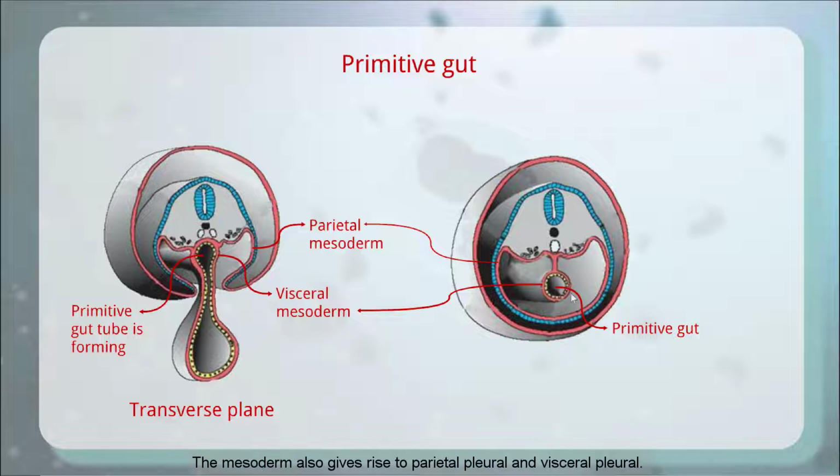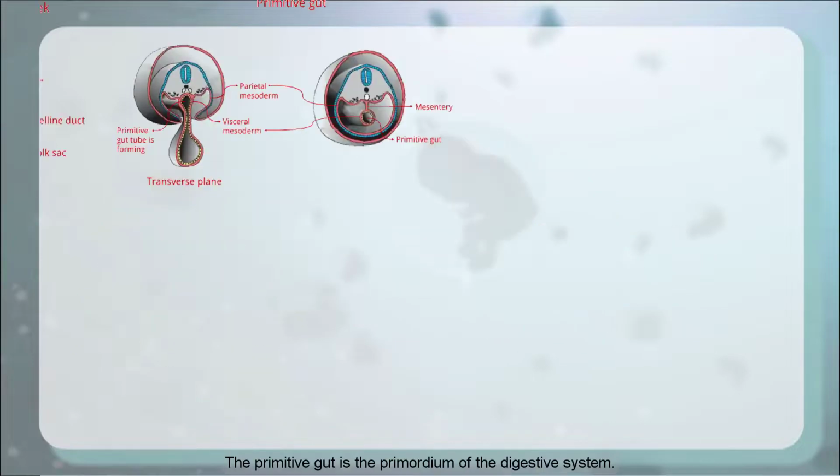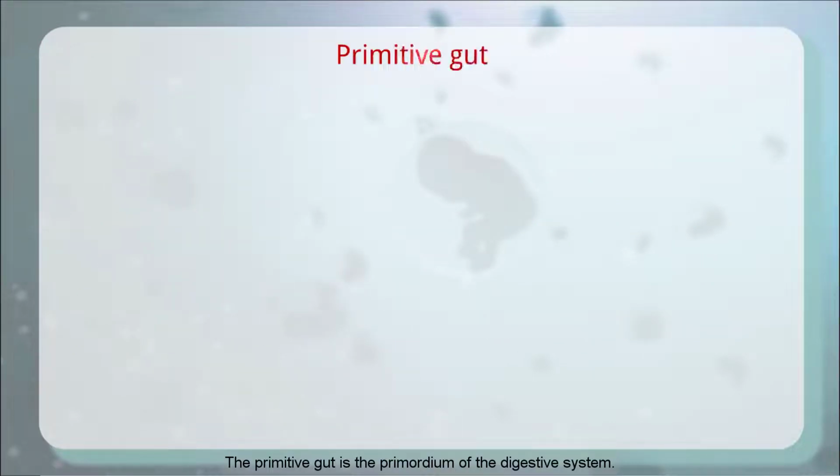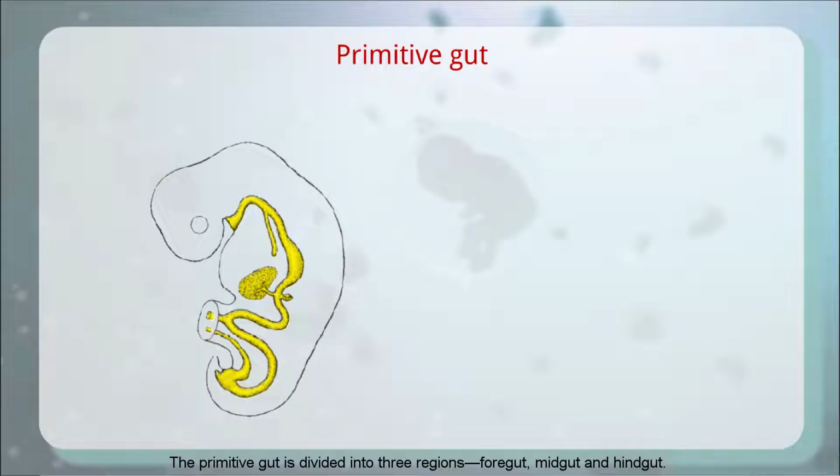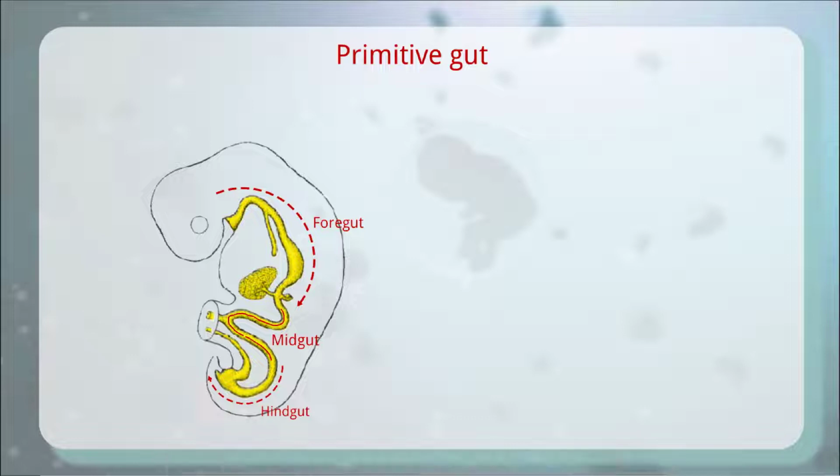The mesoderm also gives rise to the parietal pleura and visceral pleura. The visceral pleura comes to form the mesentery. The mesentery suspends the primitive gut into the abdominal cavity. The primitive gut is the primordium of the digestive system. The primitive gut is divided into 3 regions: foregut, midgut, and hindgut.